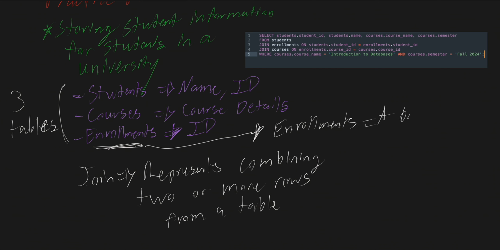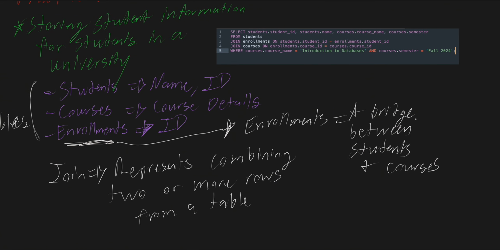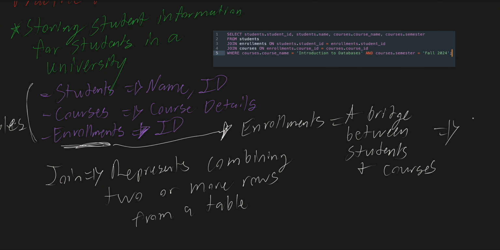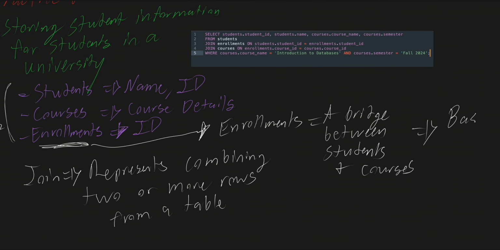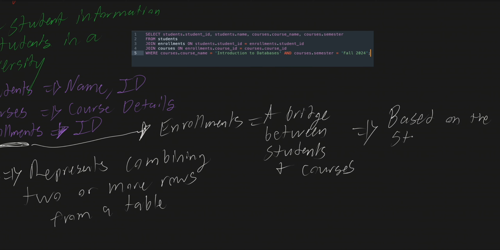Equals a bridge between students and courses. And it's mostly just based on the records of the student's ID and the course ID. So let me see if we can move over a little bit more. All right, based on the student and course ID. There we go.